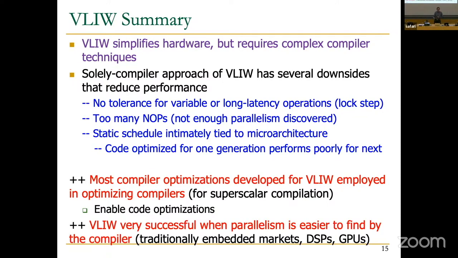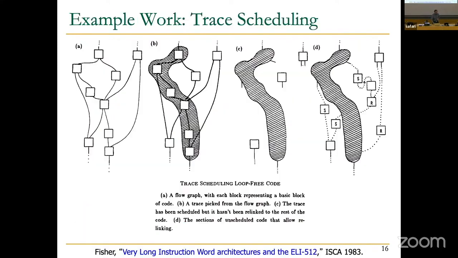And VLIW is also very successful when parallelism is easier for the compiler to find, especially in very simple static codes, embedded markets. The automotive market used to be like this, for example. It's changing. Digital signal processors and initial GPUs. Modern GPUs are general purpose. So once you get more general purpose, you start executing a lot of code and it becomes irregular. So if you confine your application space such that code is relatively regular, predictable, etc., it has been extremely successful. That's why it's been successful in the embedded markets.